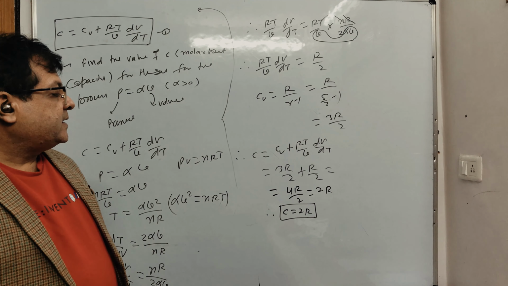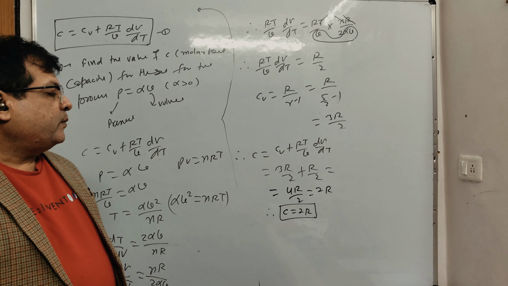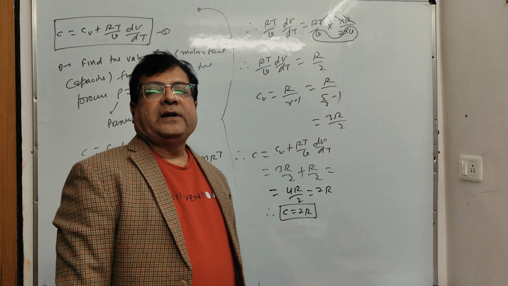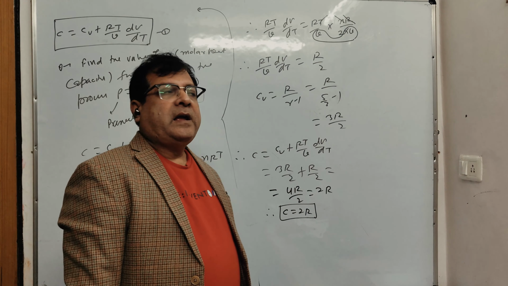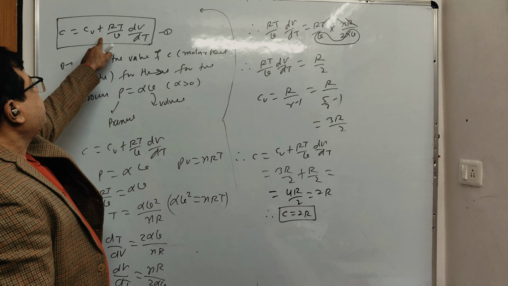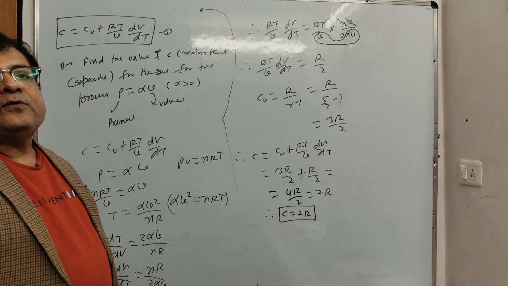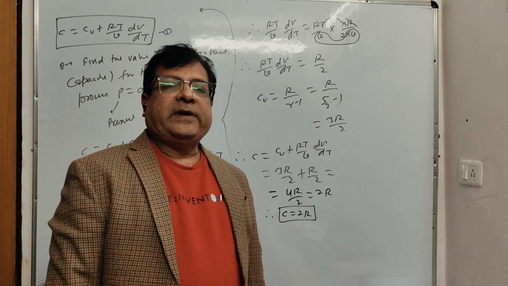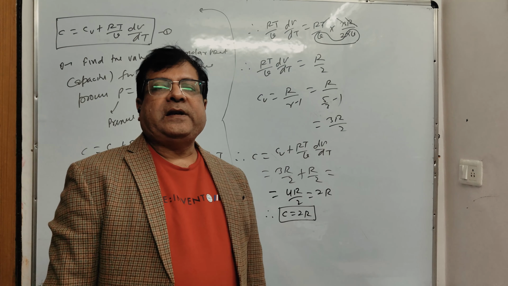So for any process, we can find out the value of molar heat capacity for the gas, which is process dependent. Whenever you want to calculate, C is equal to Cv plus RT by V dV by dt. I have to calculate that, and we can have the value of C for the gas.